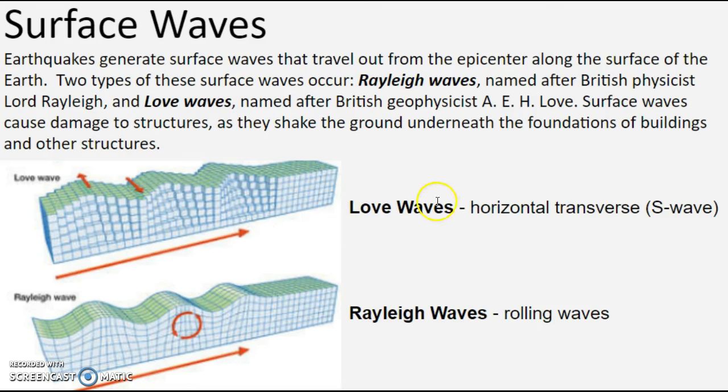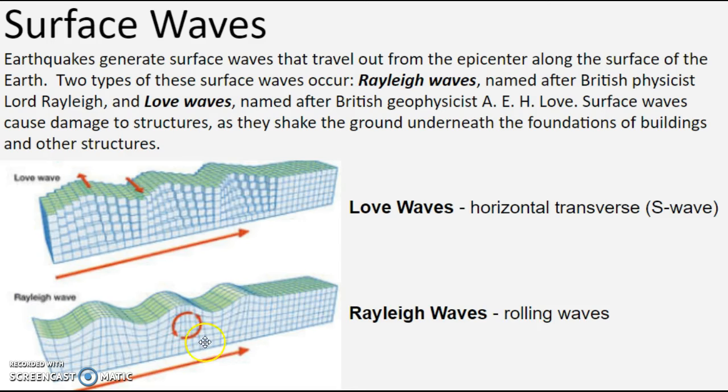So Love waves, these are horizontal transverse. So as this wave is traveling left to right, if I imagine these blocks as the ground, these are going to be moving perpendicular to it. Based on the picture, it's going to be kind of up left and then down right as the wave travels from left to right. So pay attention, this is perpendicular to the wave direction.